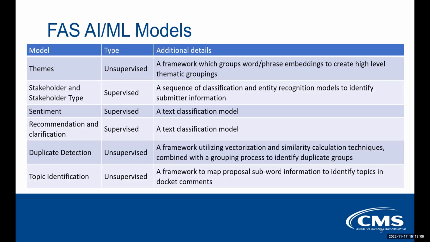Our recommendation and clarifications model is a supervised text classification model that enables the reviewer to extract public insights in the form of recommendations or clarifications. Again, feeding back into enhancing those policies based on the comments that the public provided.